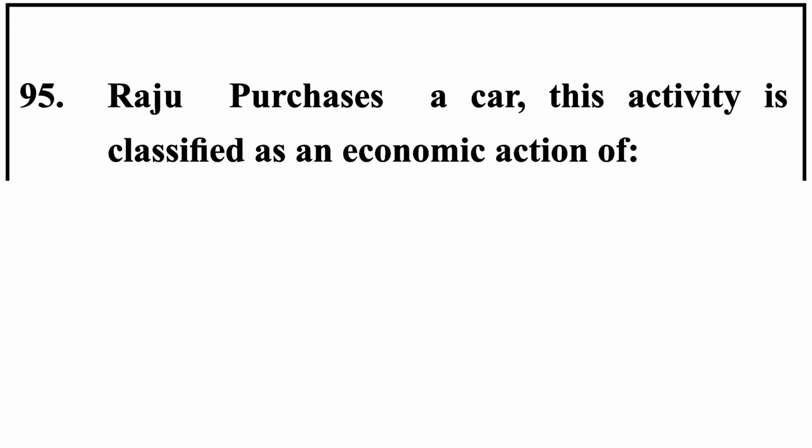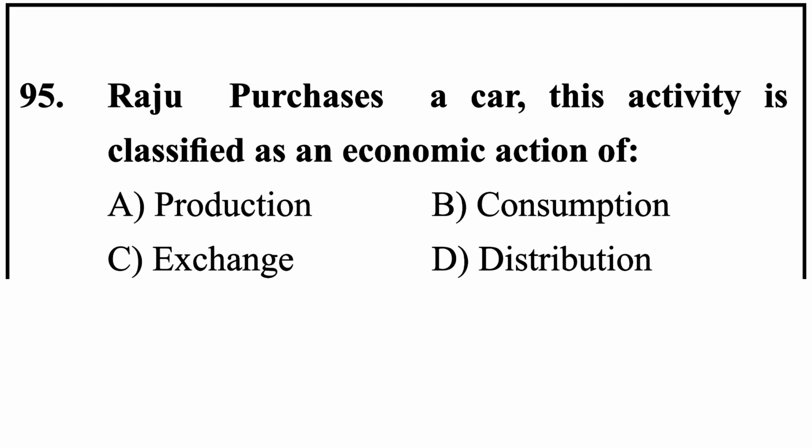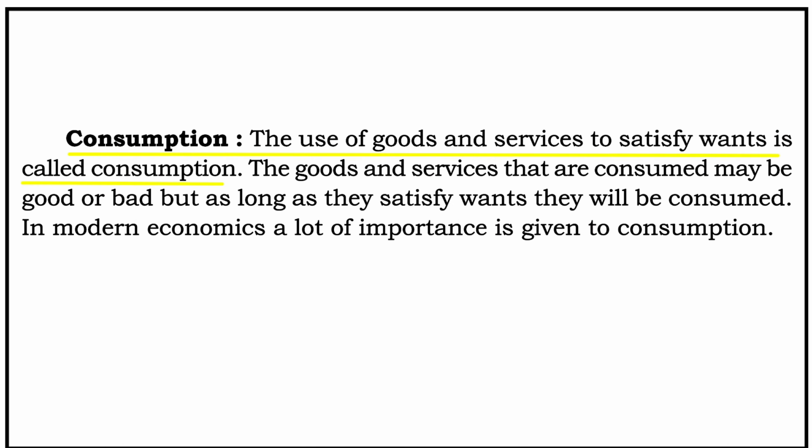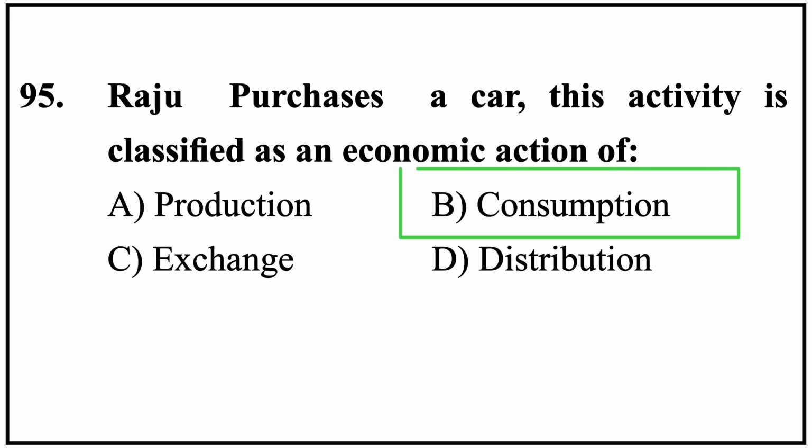95. Raju purchases a car. This activity is classified as an economic action of, options are A, production, B, consumption, C, distribution. Here is a clue. Consumption. The use of goods and services to satisfy wants is called consumption. Here the right option is B, consumption.